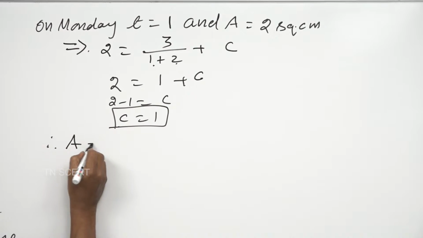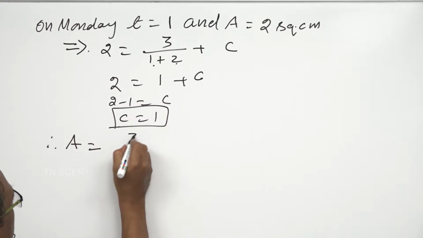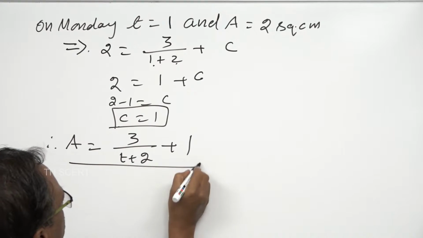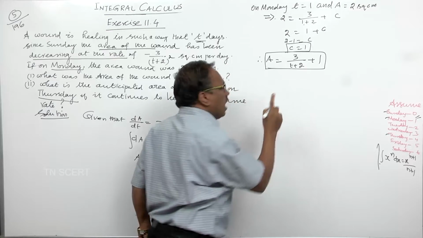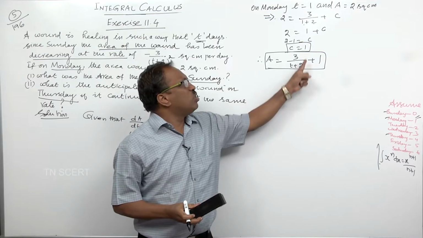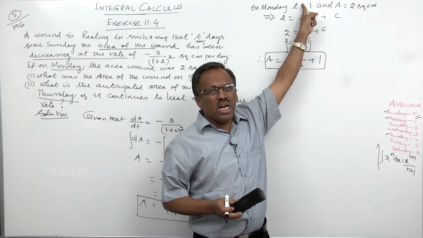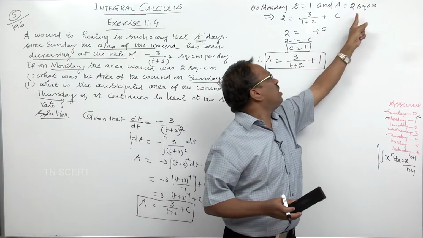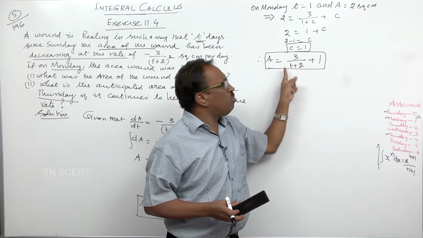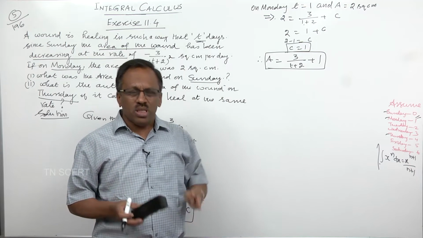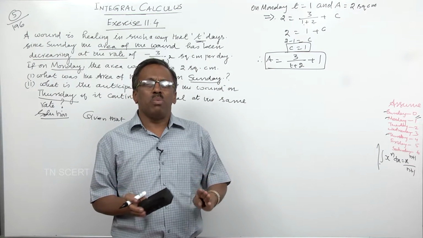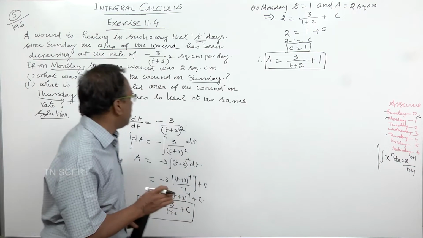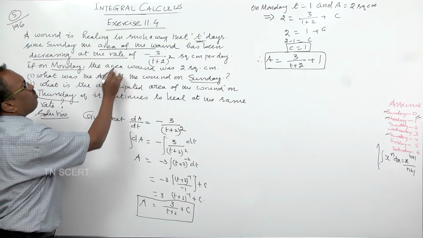Therefore, what would be the area? A is equal to 3 by T plus 2 plus 1. Again the formula is reformulated like this because on Monday T is 1 and the area of the wound is 2 square centimeter. Obviously, the formula would become like this. Is it okay or not? The problem is not yet finished because it is for only one part.